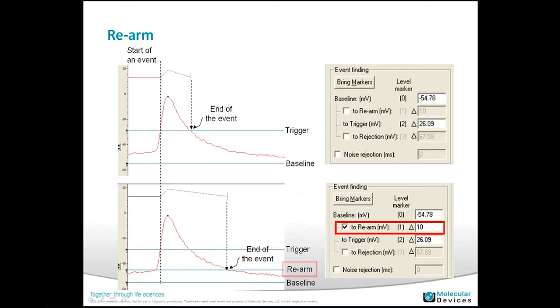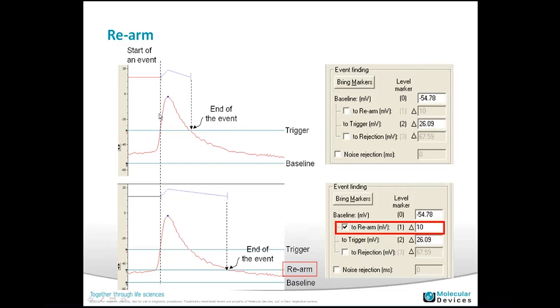So the start of an event is determined by the crossing of the trigger level. So for example, in here, now here is the trigger level. Okay. Now the upper panel, I don't use the rearm, and the lower panel, I use the rearm. Now, the start of an event is determined by the crossing of the trigger level. So in here is the start of an event.